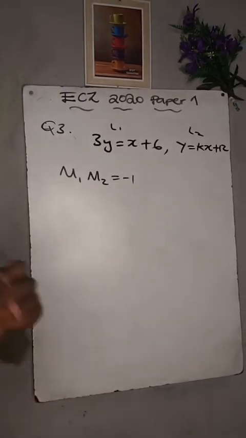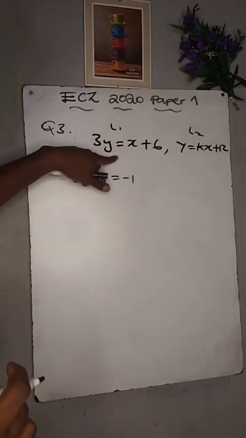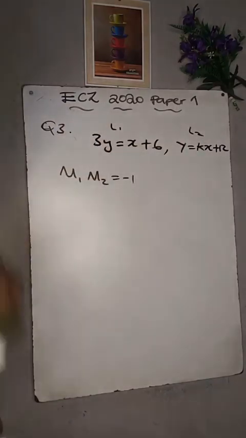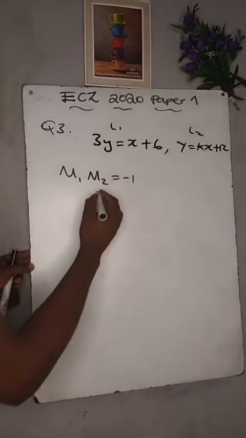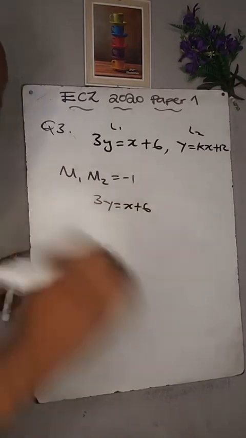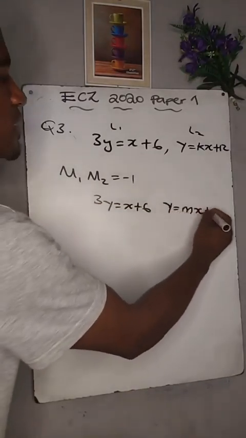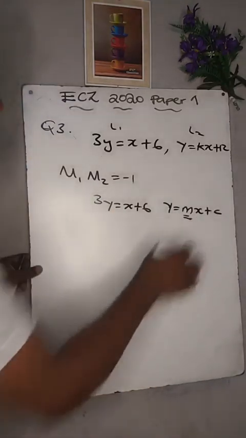So how do we now find the gradient for the other? We are going to first find the gradient of the first line. This one is okay, at least. That one we have a variable k, so we can't find the gradient for that for now. So we are going to write this in standard form. So we are saying 3y is equal to x plus 6. Its standard form of a straight line is y is equal to mx plus c, where our m is the gradient, our c is the y-intercept.